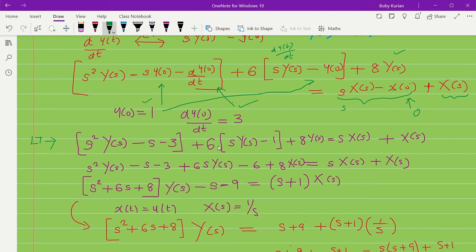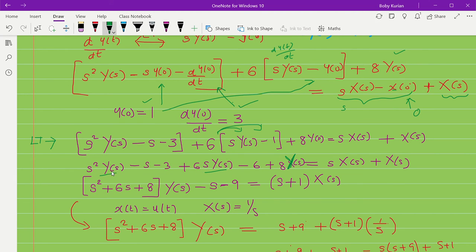So now we can expand this one. Here we have to multiply by 6, s into Y of s minus 6, plus 8 Y of s equal to s into X of s, plus expand here. After that, we can write the Y of s terms together. So this is not X of s, this is Y of s.